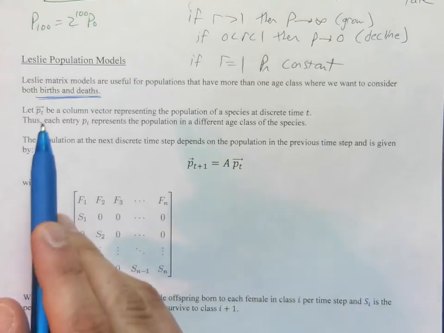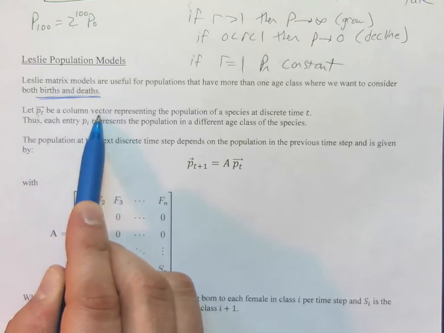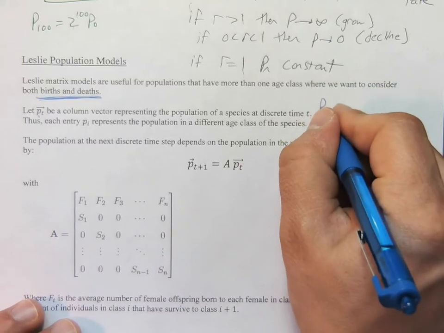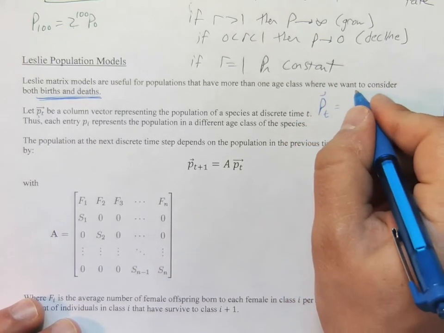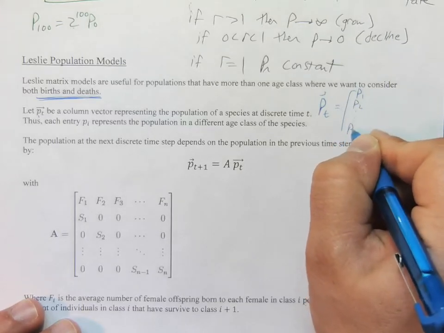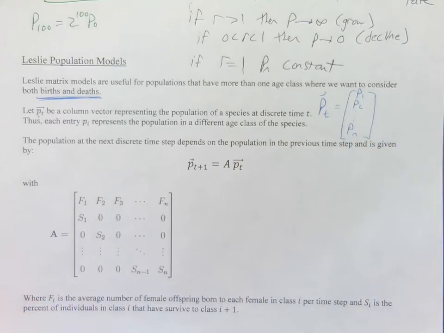The way we do it is we represent P_t as the population, just like we did a second ago, except now it's a column vector. So instead of it just being the number of bacteria, like in the last example, P_t is a vector, and it has the population in each age class in each entry. Depending on how many age classes we have, that tells us how big the matrix is and how big P is as well. We're still going to take discrete time steps. Each entry tells you the number of the population in each age class.